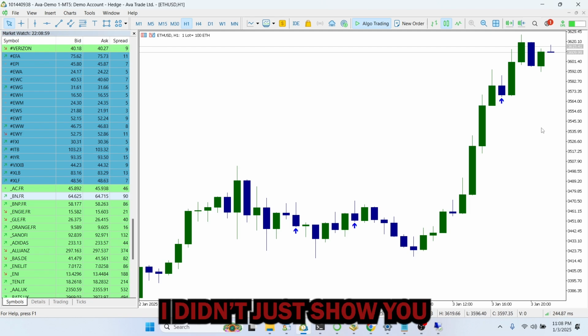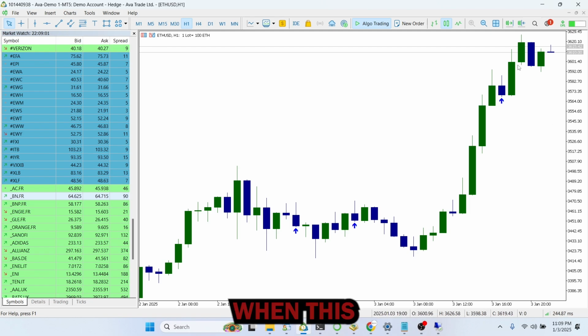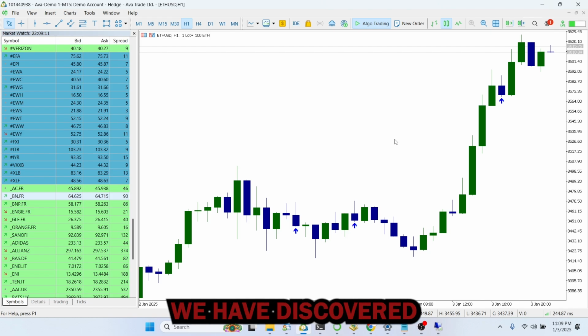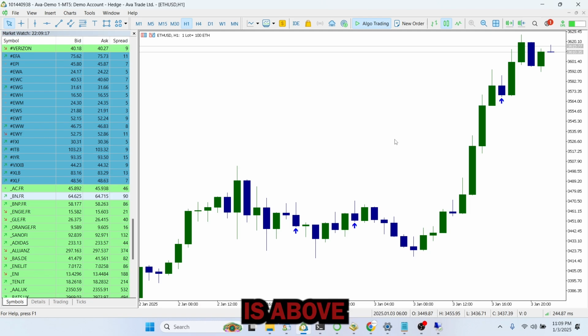I didn't just show you one instance when this strategy happened. I literally showed you every instance down to 2023 first. During those periods, whenever this pattern occurred, we discovered that the probability of the next candle being a bullish candle is above 60%.